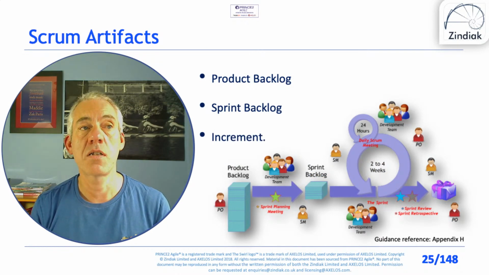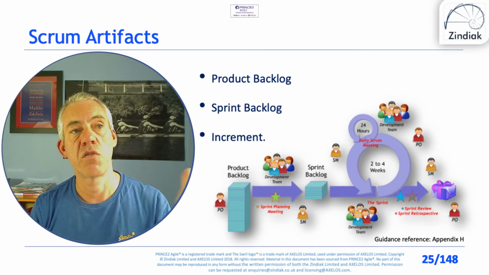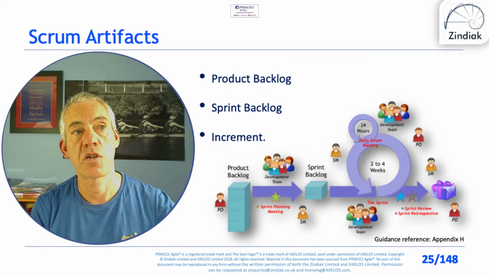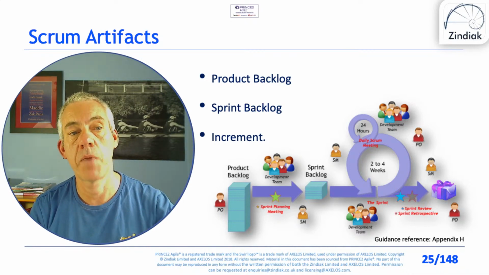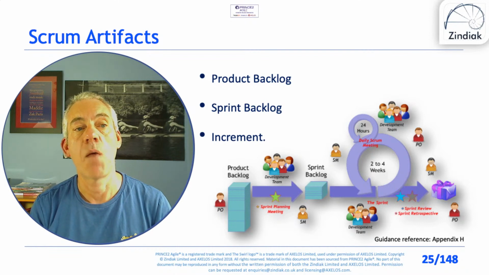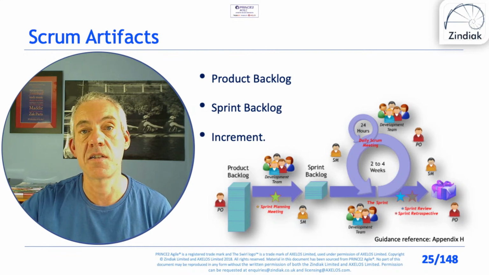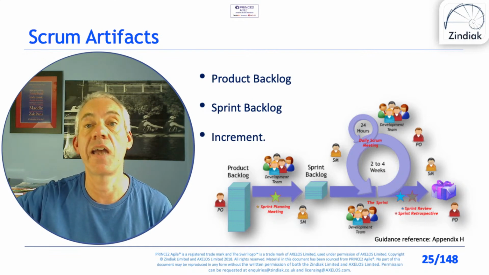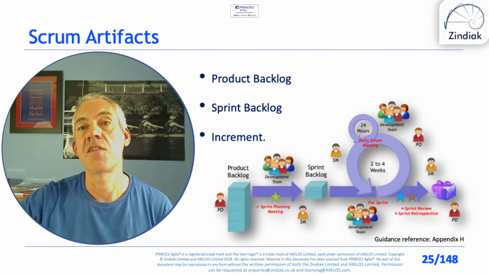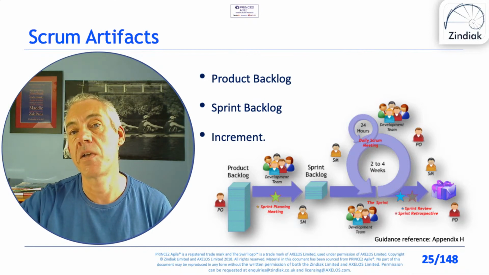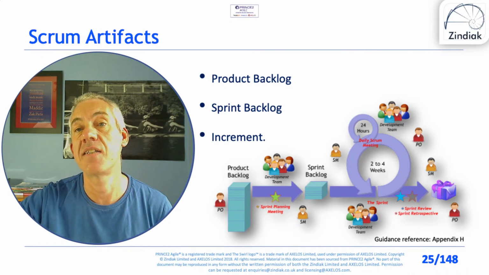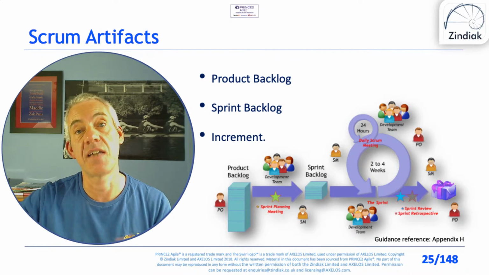The Scrum artifacts, so I've mentioned all of them already really. The product backlog owned by the product owner, the sprint backlog owned by the development team, and we've produced the increment. And the reason it's called an increment is because we're delivering incrementally. So we deliver the first increment, and then the second increment is additive. It adds on to the original increment, and it's getting bigger.